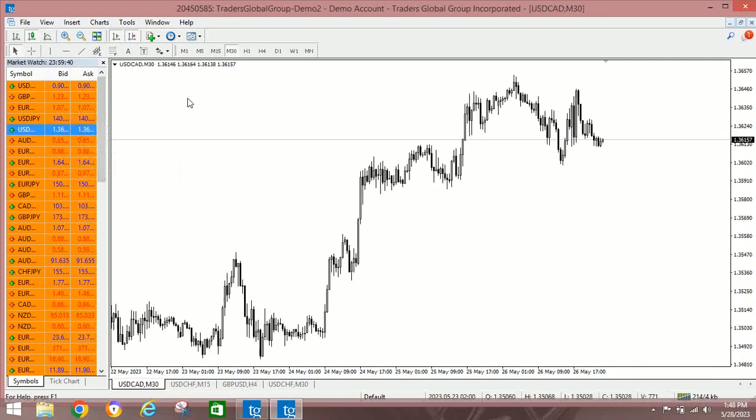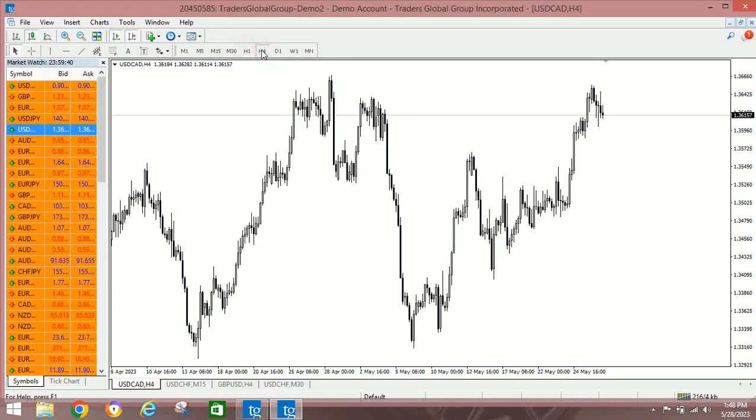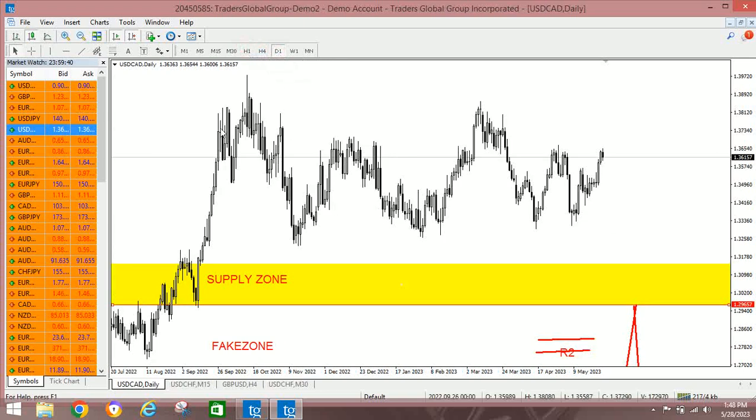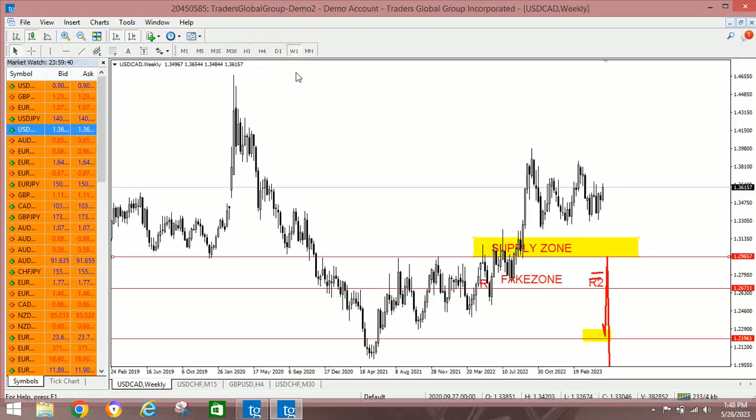Okay, let's look at the USD CAD. I haven't looked at the USD CAD in a minute. Whenever I'm writing something, it's going to come to another pair.